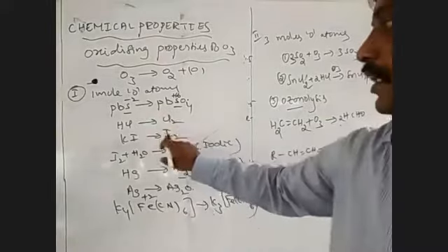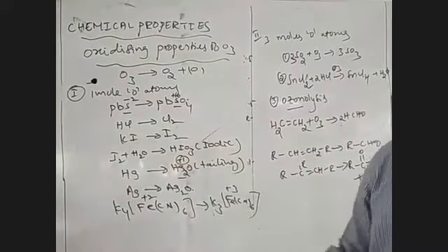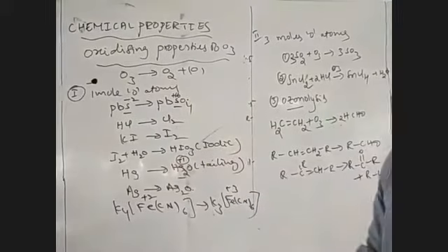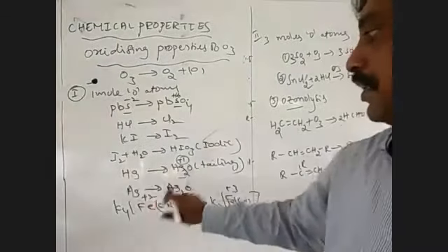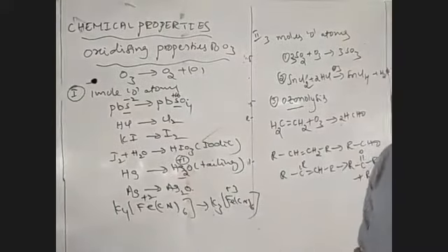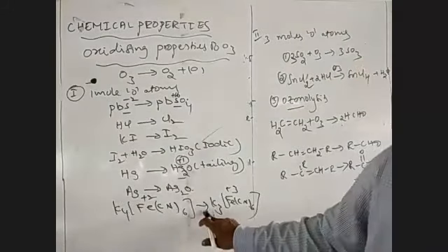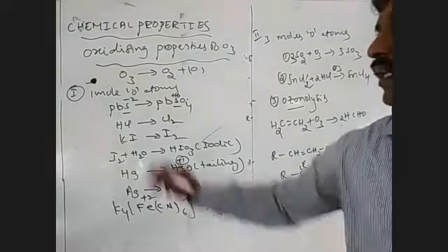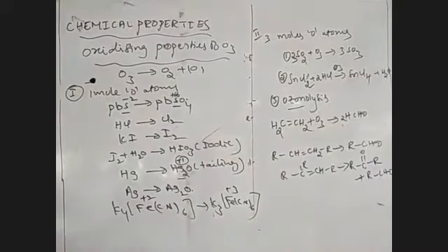KI plus O3 gives I2, and KOH is also produced. I2 plus H2O plus O3 gives HIO3, iodic acid. Hg plus O3 gives Hg2O. Ag plus O3 gives Ag2O. Here K4Fe(CN)6 is also oxidized to K3Fe(CN)6. In these cases, only one oxygen atom of ozone is used for oxidation.